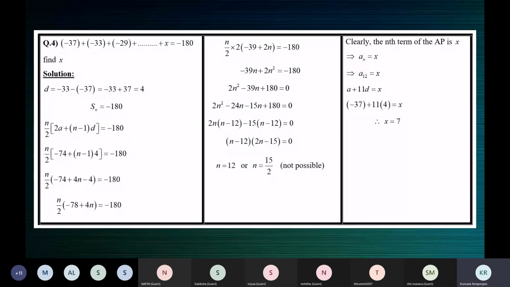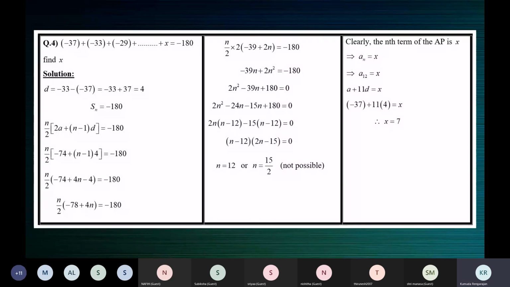N is equal to 12 or n is equal to 15 by 2. The number of terms cannot be 7.5. So n is equal to 12, meaning 12 terms are added to get the sum minus 180. That means x is the 12th term. So we have to find A12, which is A plus 11D. We'll have to find the value of x.